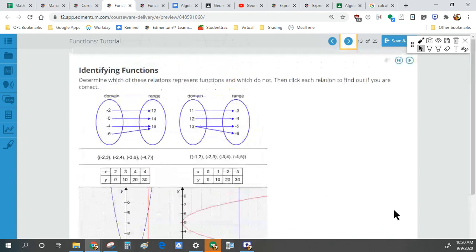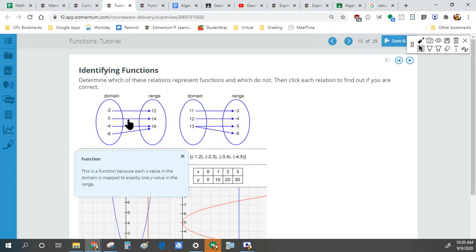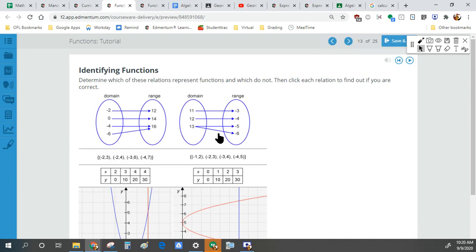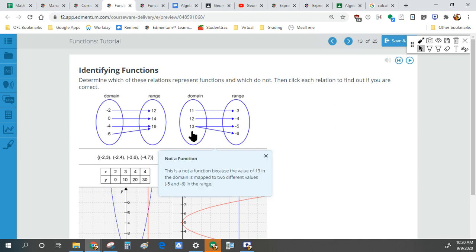So let's identify these. Determine the relationship, click on it. This one, every x has one y, so this is a function. This one would not be a function because this x has two y's. This 13 has two y's.